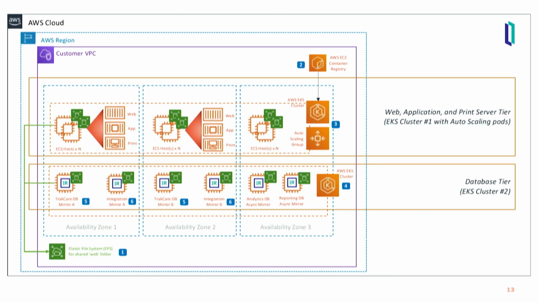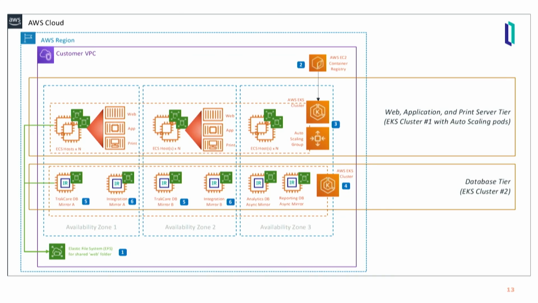So, here's an example using EKS. This is an example using our TrakCare, our EMR, basically. There are two different ways you can go about this. One is using two different EKS clusters. One that's going to be for your persistent tier. So I'll work from the bottom up here.